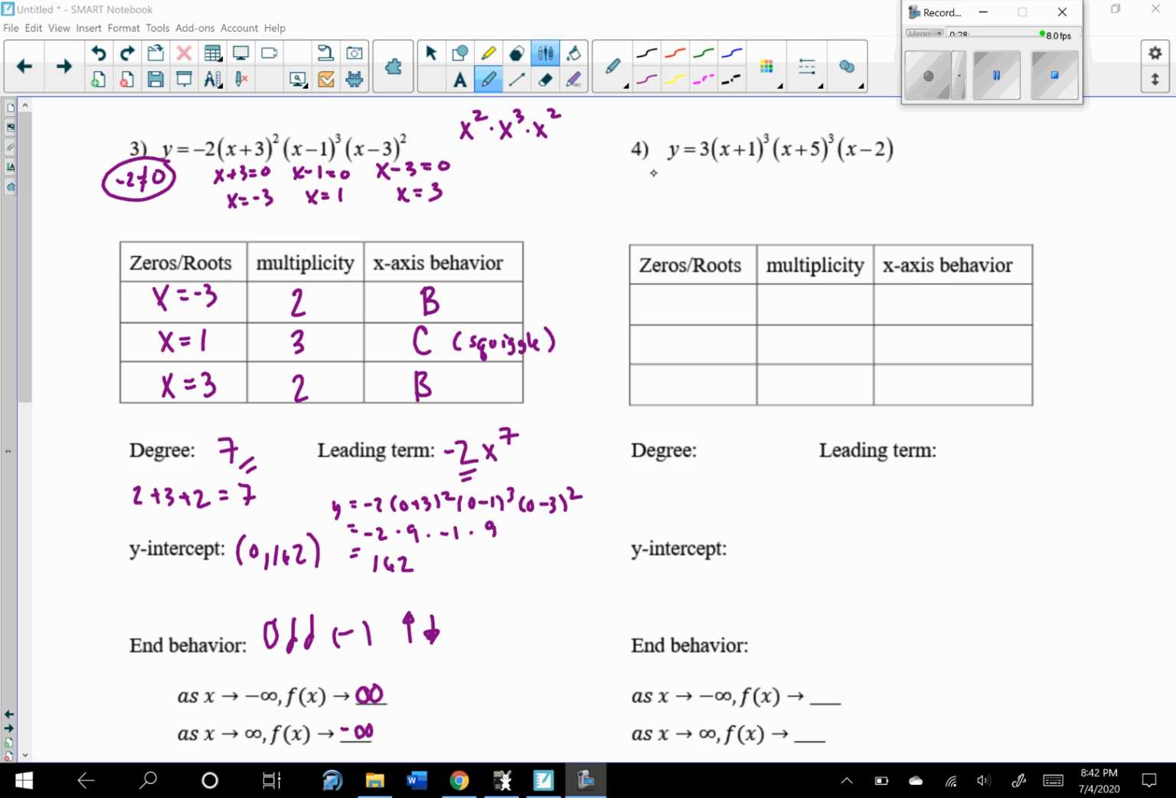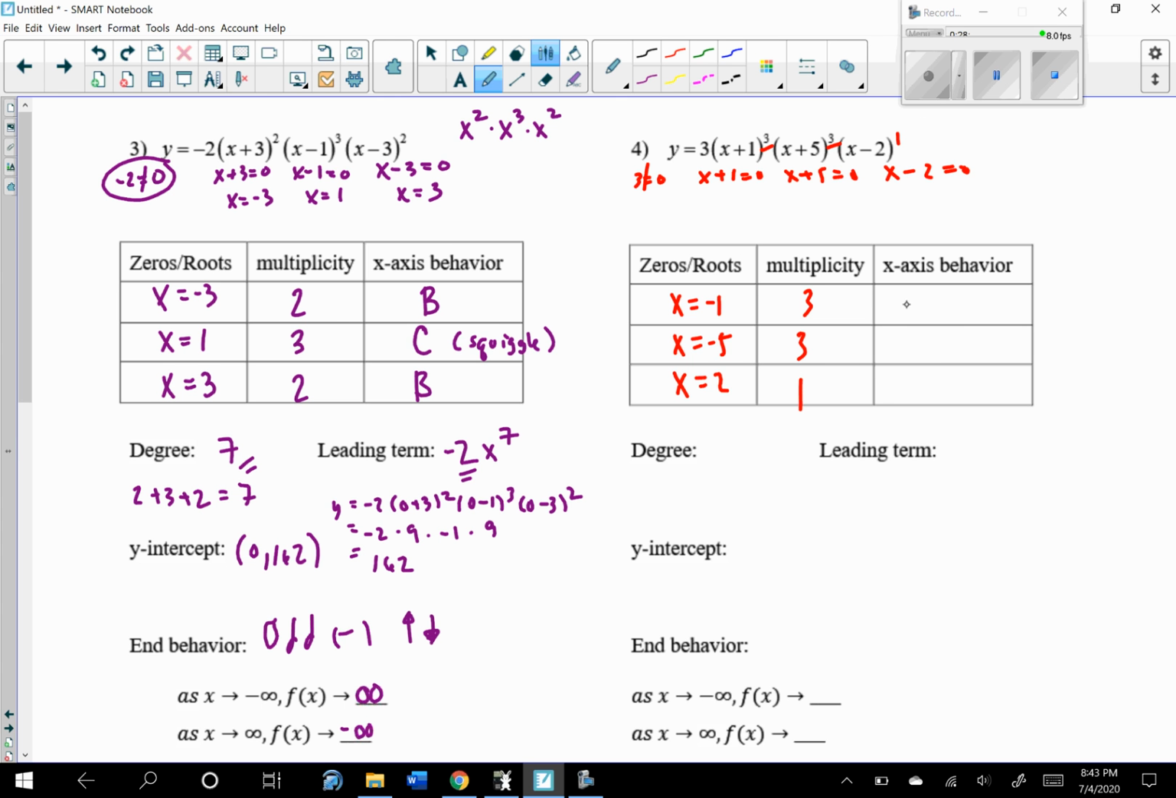For this one, 3 equals 0, x plus 1 equals 0, x plus 5 equals 0, and x minus 2 equals 0. 3 does not equal 0, so that's not a root, and it doesn't have a variable with it. So we get x equals -1, x equals -5, and x equals 2 when you solve these. The multiplicity is 3, 3, and this one would be 1.